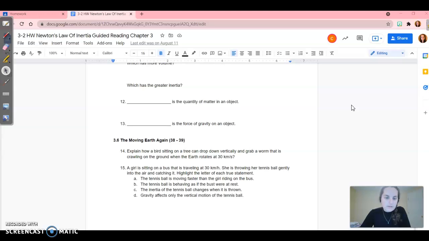D, gravity affects only the vertical motion of this tennis ball. That is true. As you throw it upward, the ball is going to slow down and then come back down, so gravity is absolutely going to affect the vertical motion. It's also going to give that ball, which has mass, some weight. So I would say that it's A and D.